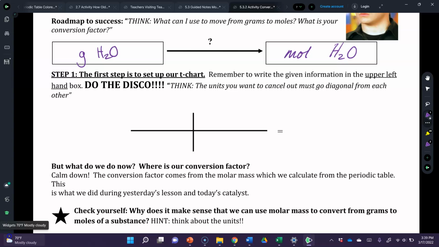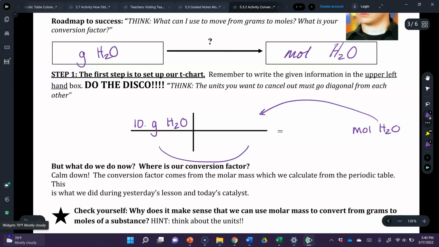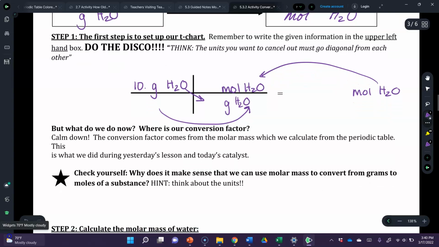So remember, we write our given information in the top left, so 10 grams of water, okay, and then what we want at the end, so this is moles of H2O, and it says do the disco because you swap them. Okay, so grams of H2O go here, and so think the units you want to cancel have to go diagonal, so you're going to drag them diagonal, and so then mole has to go on the top.